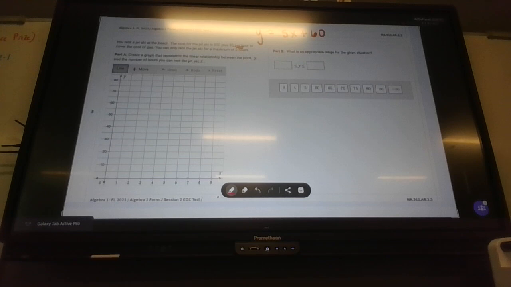Okay, create a graph that represents the relationship. It's like the Form J practice exam. What's the only one that says assessment? Oh, it says assessments. Yeah, I did auto submit.